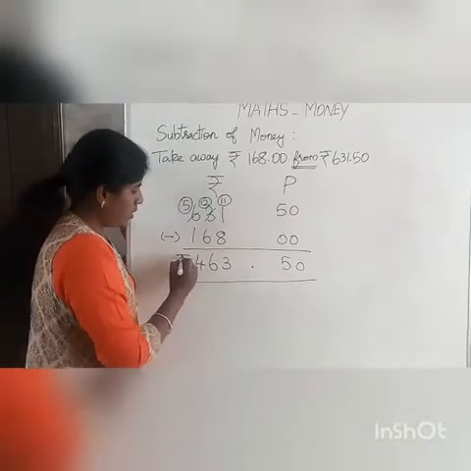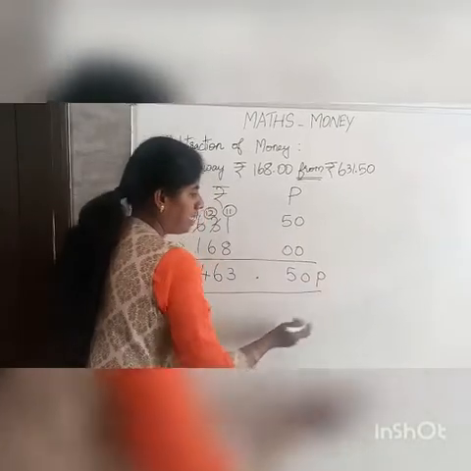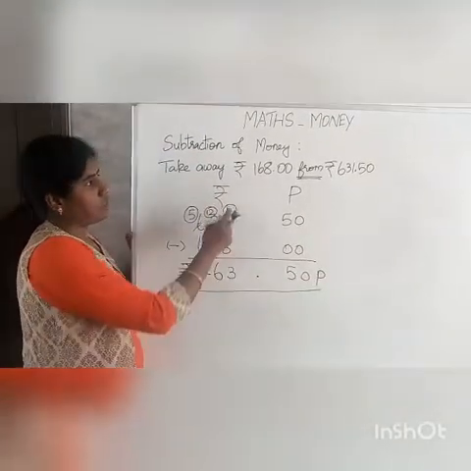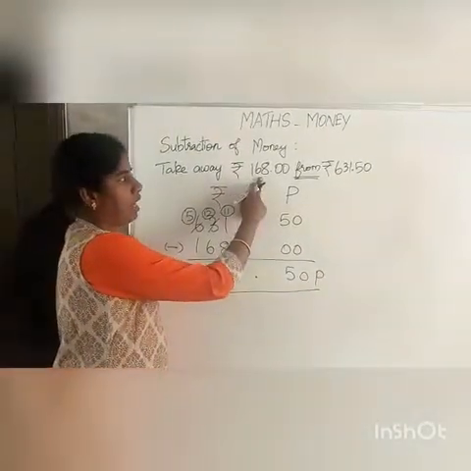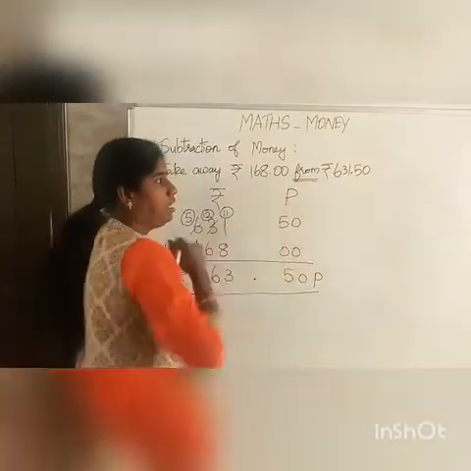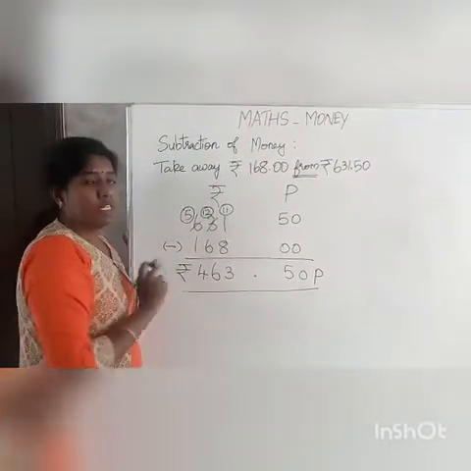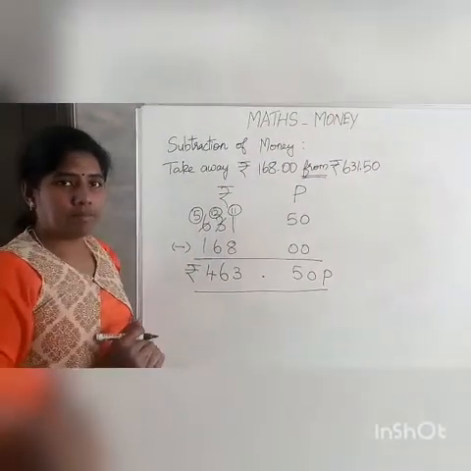So this is our answer. 463 rupees and 50 paise is our answer after we take away 168 rupees from 631 rupees and 50 paise. So this is how we will write down and then do the subtraction of money.